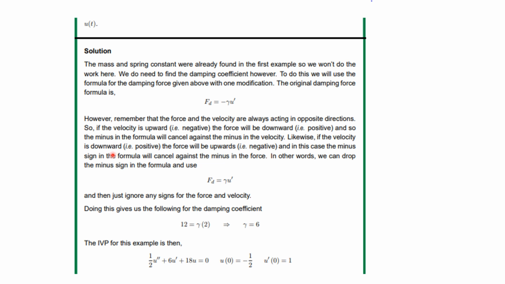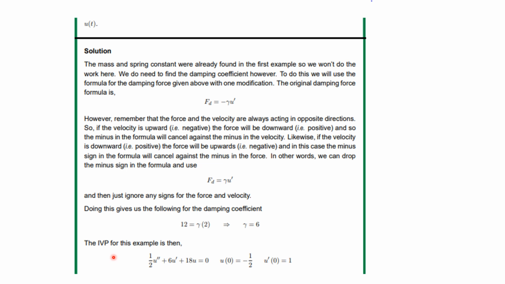Likewise, the same thing will happen if we change things around. So you see, this is always going to be positive because they will have different signs. So F d, the force relative to damping, is gamma times u prime. Now doing this gives the following for the damping coefficient. 12 is equal to the damping coefficient times 2. That means gamma is equal to 6.